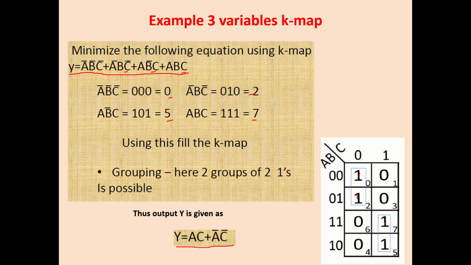So by using all these rules, we can minimize the Boolean expression by using this pictorial representation called K-map.